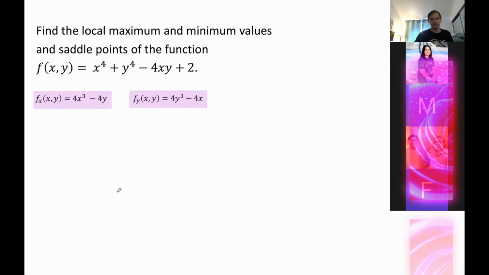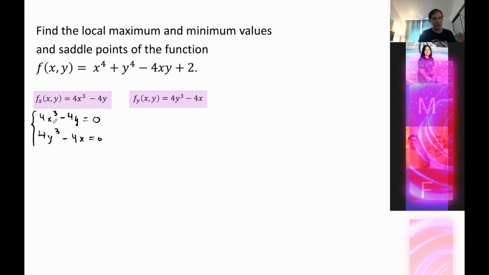Okay, so let's see. I'm looking at this equation. The first one was 4x cubed minus 4y equals 0. That's the first equation. And the second equation is 4y cubed minus 4x equals 0. So this is a system of two equations.